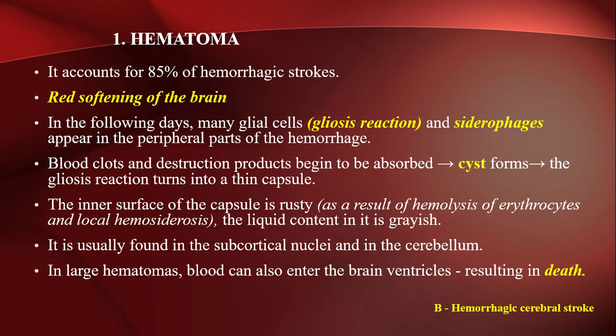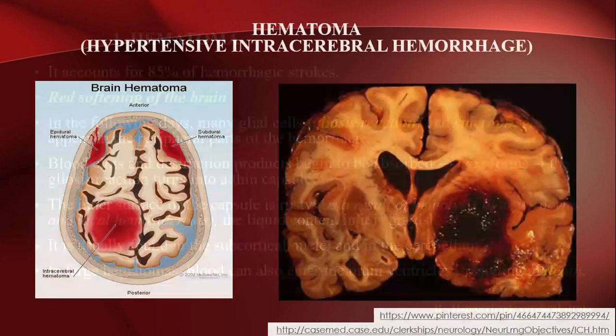The inner surface of the capsule is rusty as a result of hemolysis of red blood cells and local hemosiderosis. The liquid contents in it are grayish. It is usually found in the subcortical nuclei and in the cerebellum. In large hematomas, blood can also enter the brain ventricles, resulting in death.